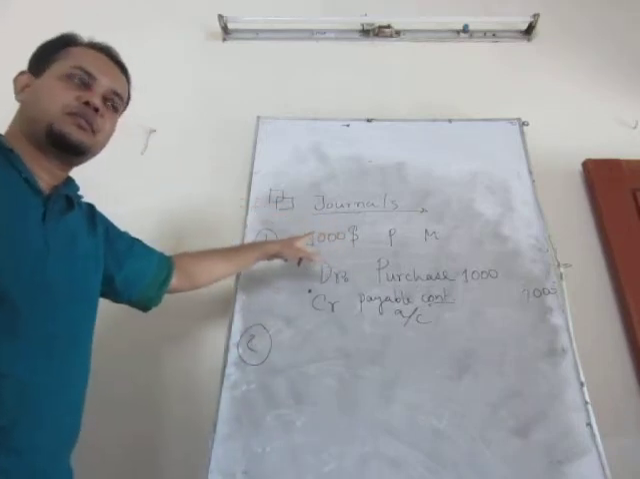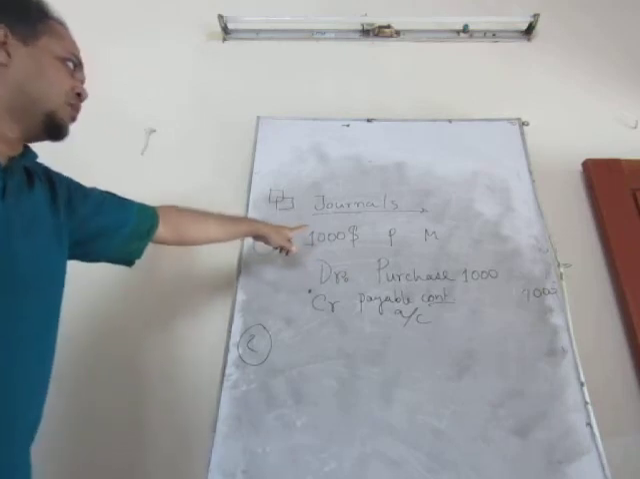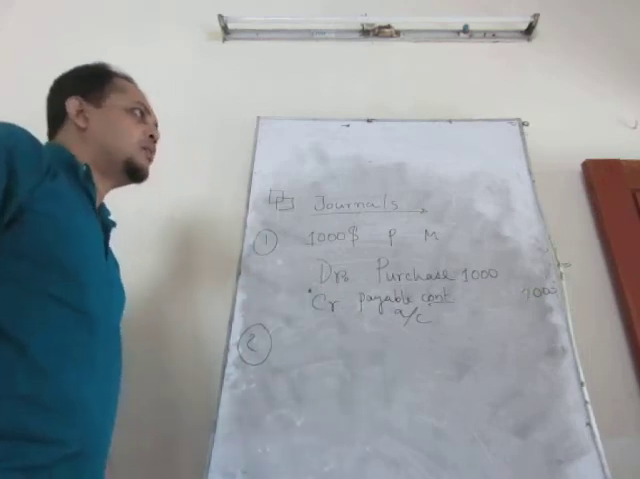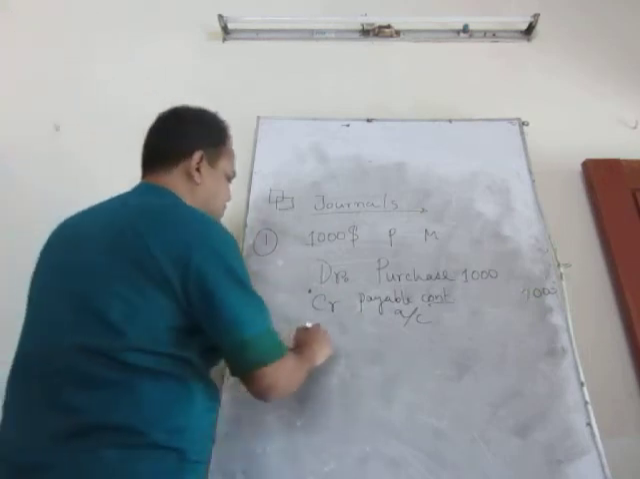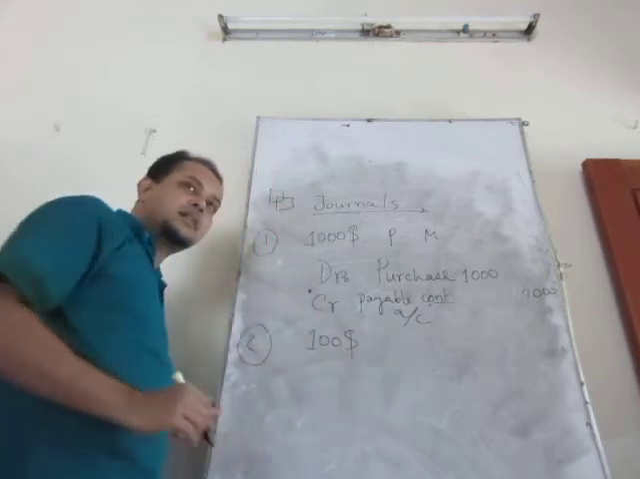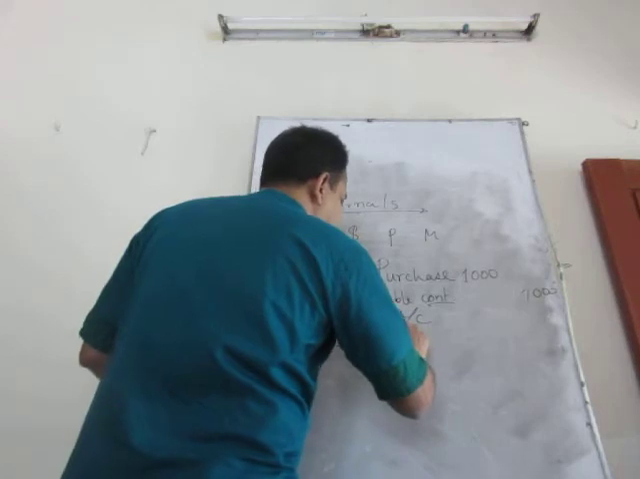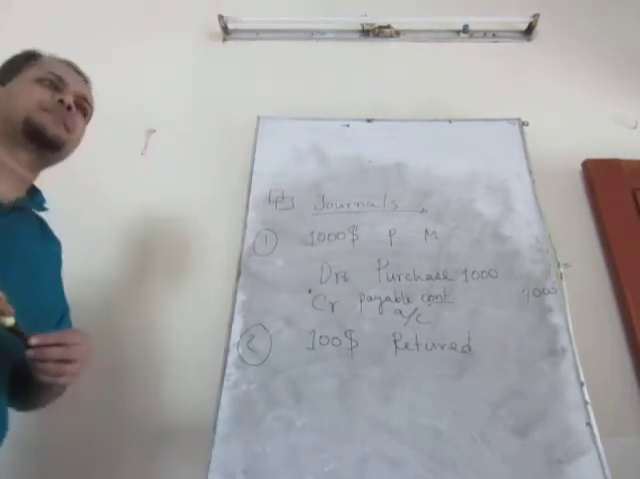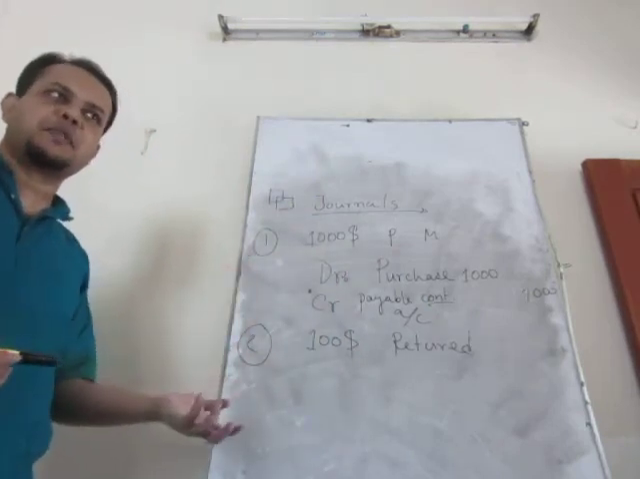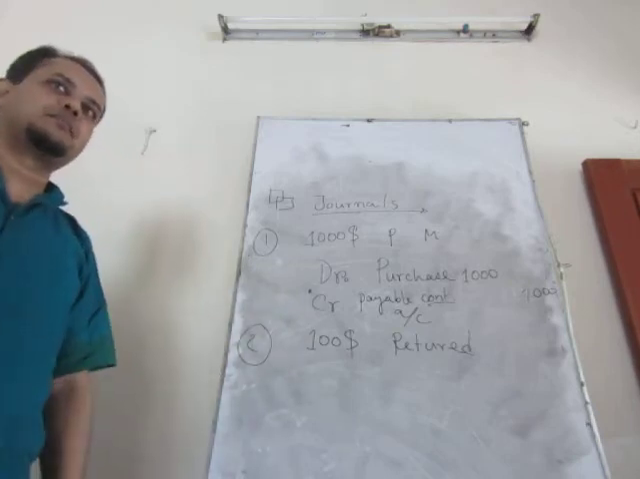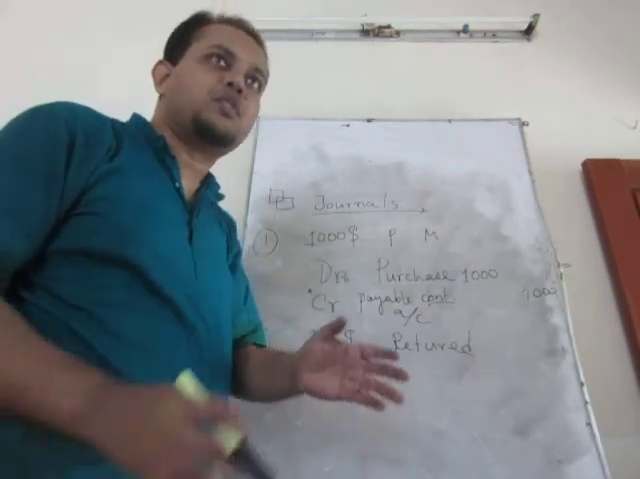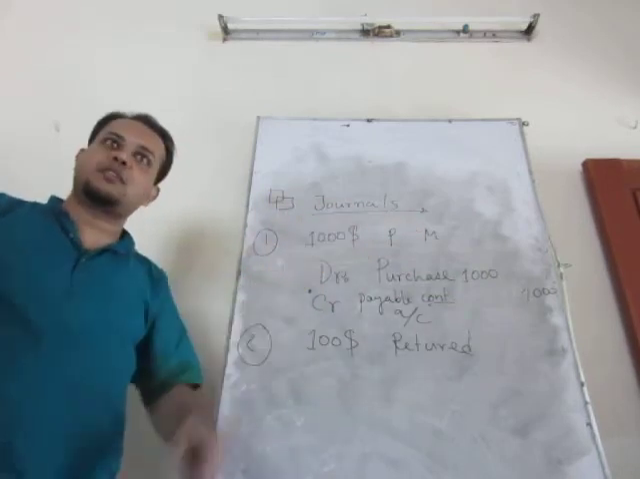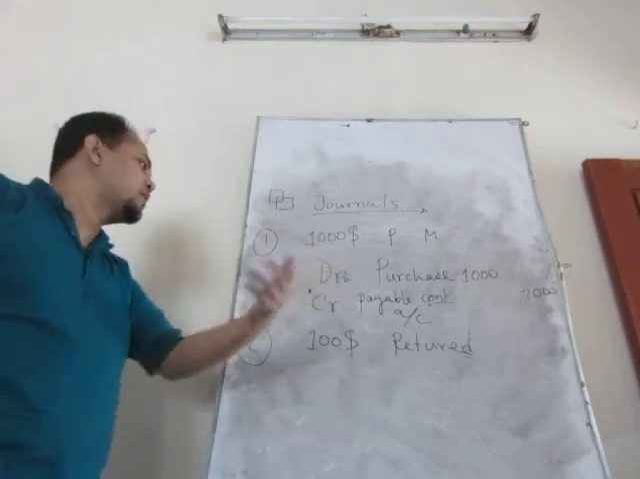From this 1,000, this is your stock already. That means you have already purchased this. From this purchase, $100 material is returned to the supplier, because of some damages or spoilage maybe. So you return $100 material. When you are returning $100 material, your stock goes down by that $100, and at the same time you are decreasing your liability by that $100. You don't need to pay for that, as you are returning it.